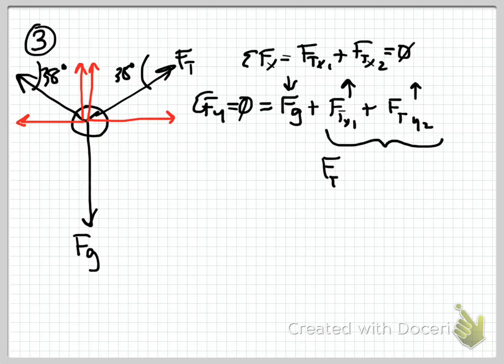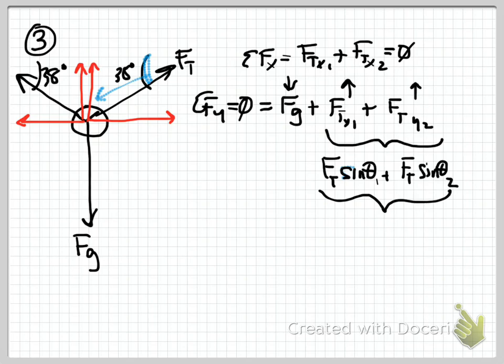We also know that force of tension on the y1 is really equal to force of tension times, if we look at our angle being here, and there's our side, force of tension times sine theta 1, and this is force of tension sine theta 2. Well, we know that those are identical, so this is 2 times the force of tension times sine theta. Okay, so having cleaned all that up, we now know that F of g plus that equals 0. So at this point we're ready to do some pretty simple algebra.